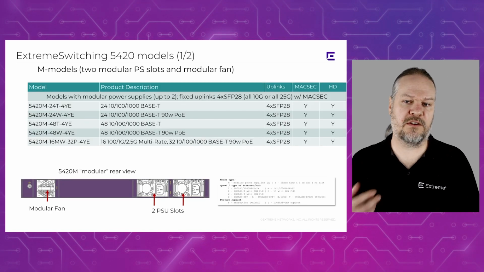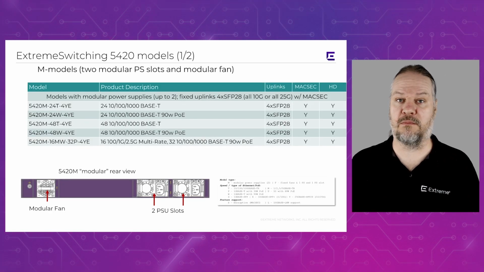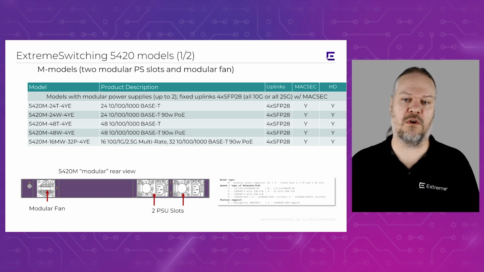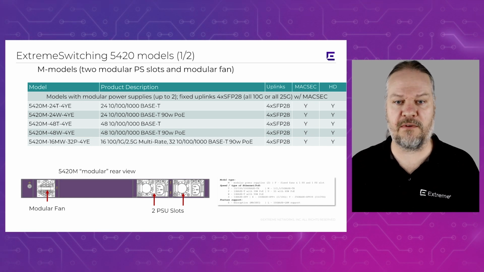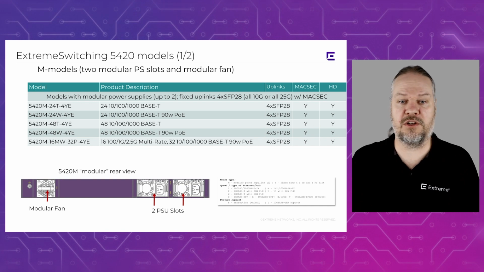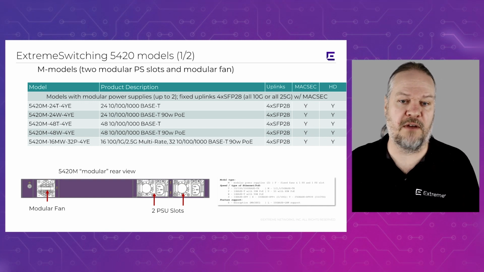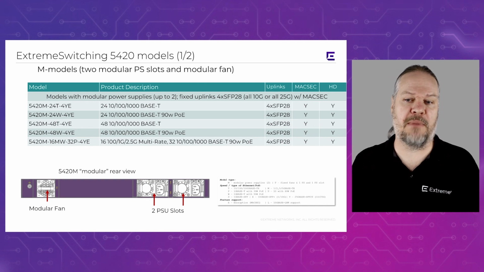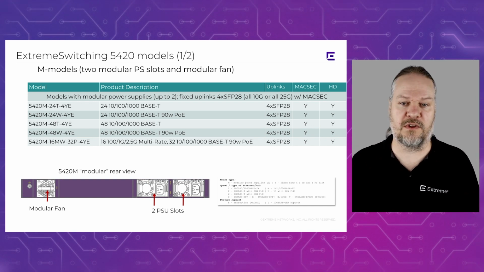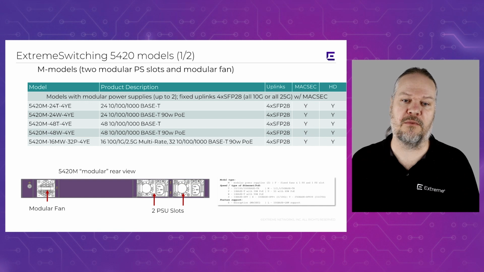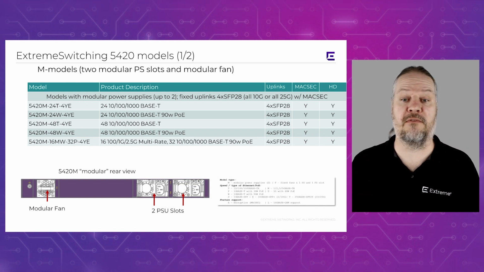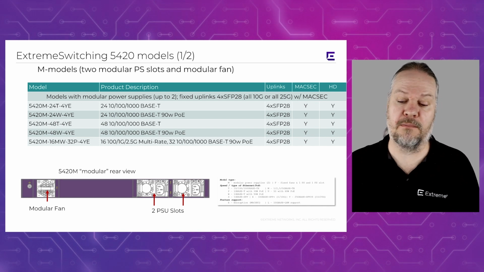The M models provide 2 modular power supply slots as well as a modular fan. So you can have 2 hot swappable supplies supporting a wide range of PoE abilities for mission critical edge applications such as connectivity and power for the latest Wi-Fi 6 access points, or other power hungry devices such as digital signage or pan and tilt video cameras. For very high performance edge applications, there's also a multi-rate variant with a 90 watt PoE.